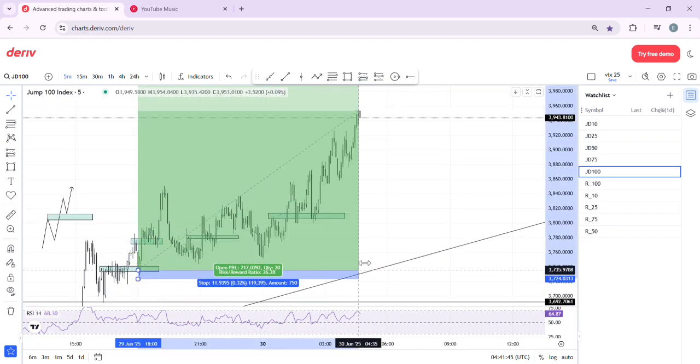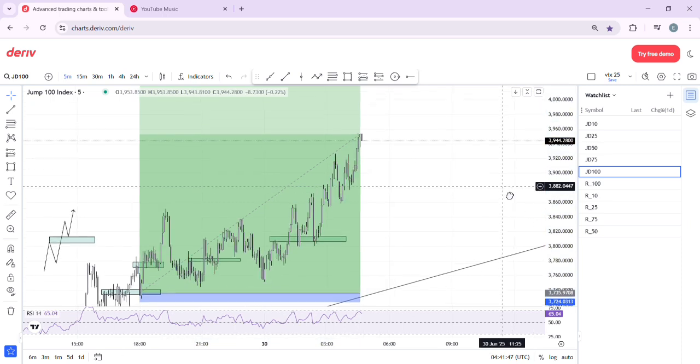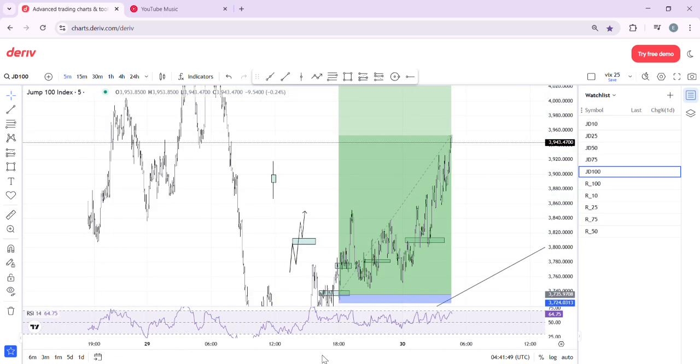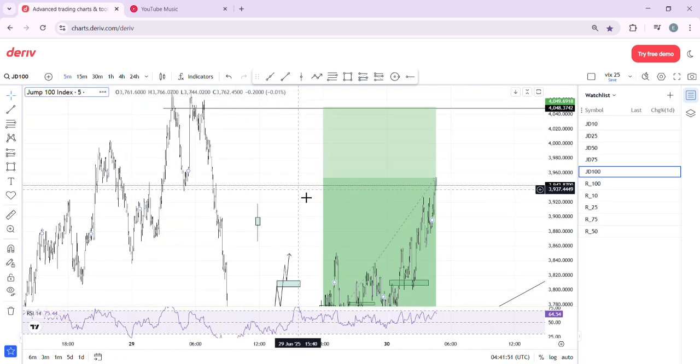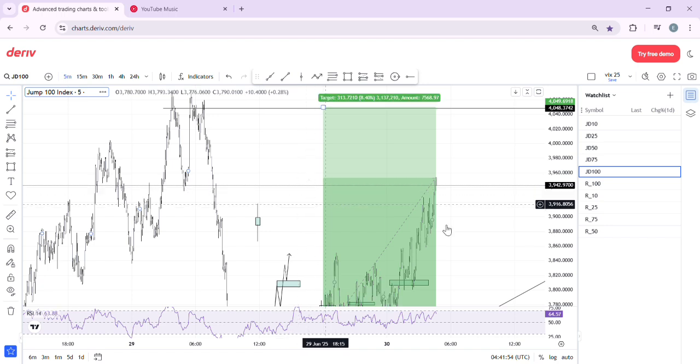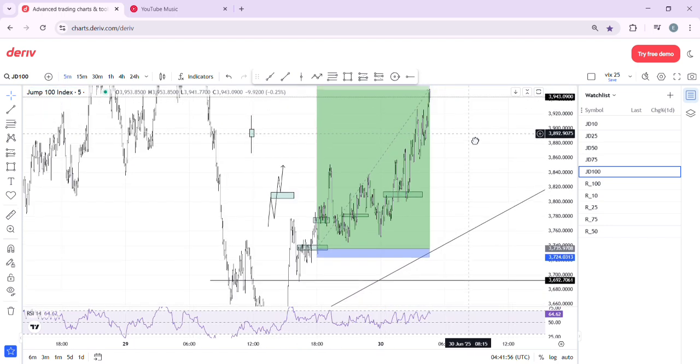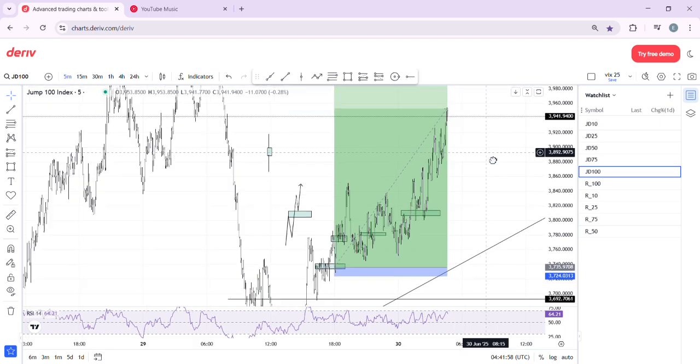I didn't even see this trade. I swear to God, I have not come to Jump 100 today. Throughout this week, I don't think I've even traded Jump 100. I've been trading Jump 50, 10, 25. I would have definitely seen it. I've never seen this trade, but I never really trade Jump 100.